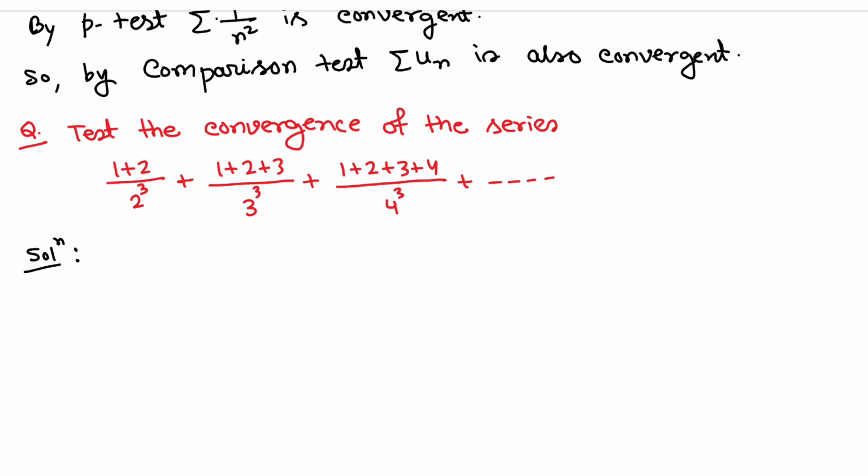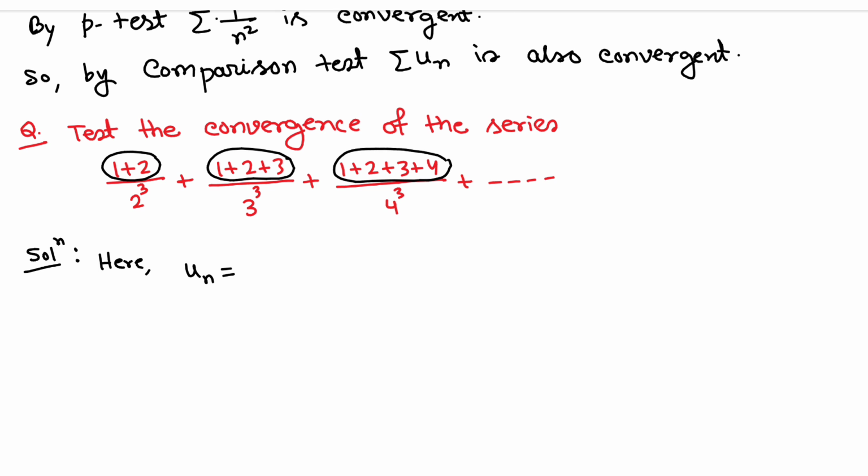Okay, so first calculate Un. Here Un equals to, okay, first take a look at the numerator. This is the first term, this is the second term, this is the third term, and so on. So when n equals 1, that means the first term, the numerator is 1 plus 2. When n equals 2, the numerator is 1 plus 2 plus 3. When n equals 3, the numerator is 1 plus 2 plus 3 plus 4.